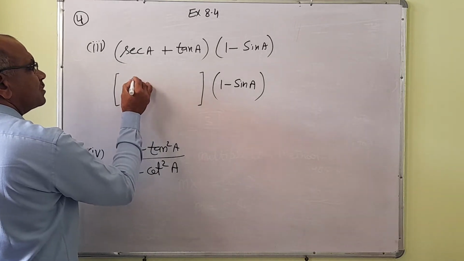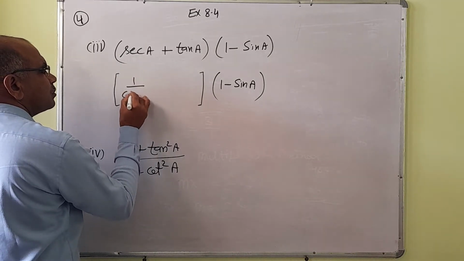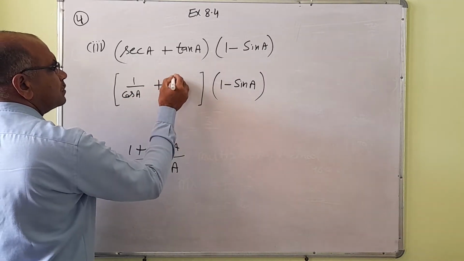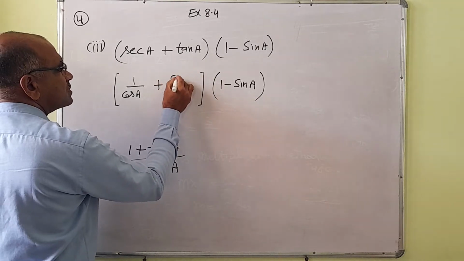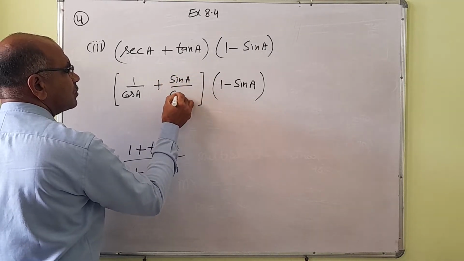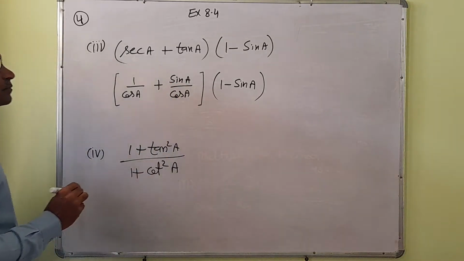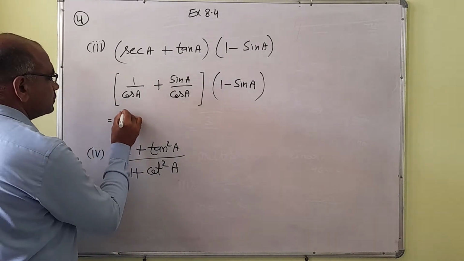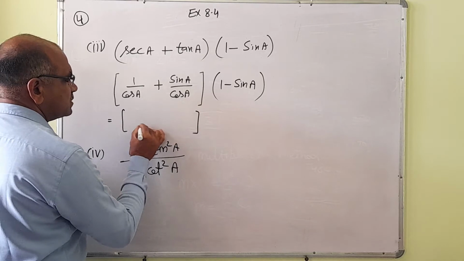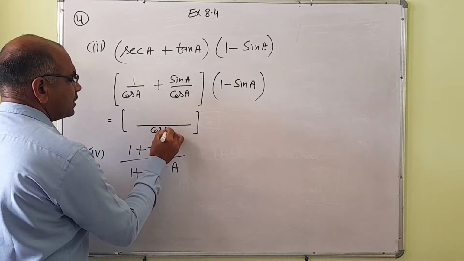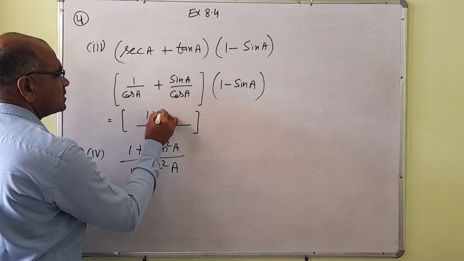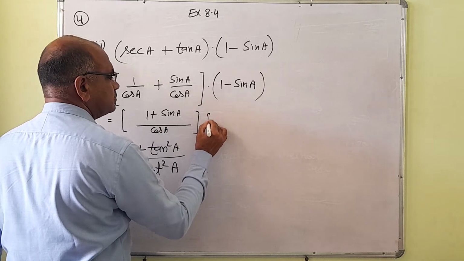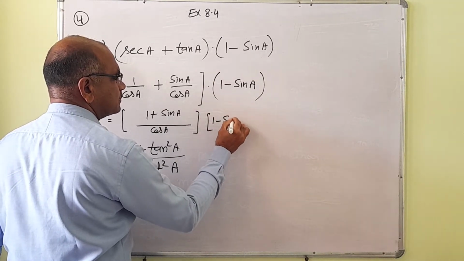This breaks into 1 upon cos A. And this breaks into, this is a small formula, sin A upon cos A. You can take the LCM of this part. Yes, very simple. You get cos A in the denominator and 1 plus sin A in the numerator. And this is the multiplying term. The multiplying term is 1 minus sin A.